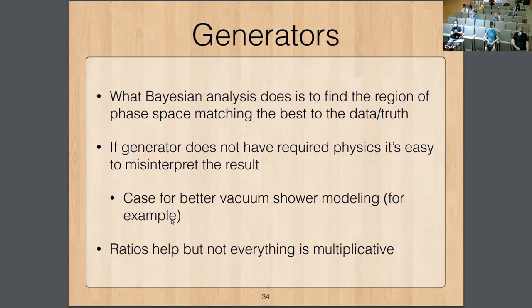And I think this is a case for better vacuum shower modeling. And I'm very happy to see that there is a lot of progress in this workshop. And the ratios, for example, the RAA, RCP, and so on, they help, but not everything is multiplicative. So we will still have some residual effects, even if we look at ratios.